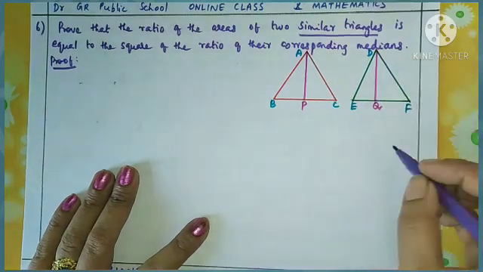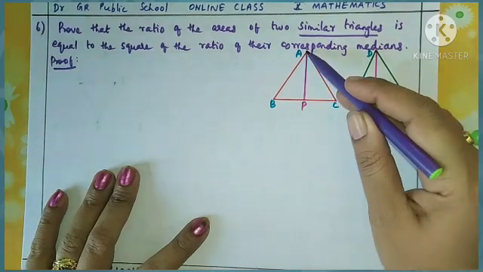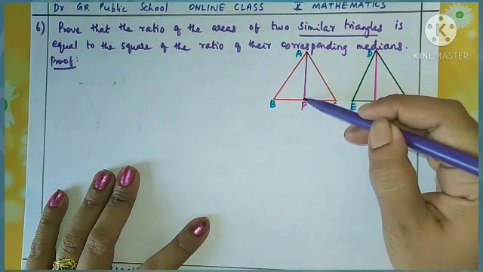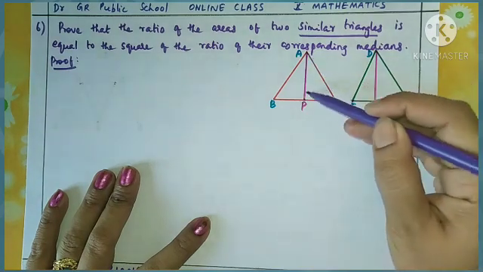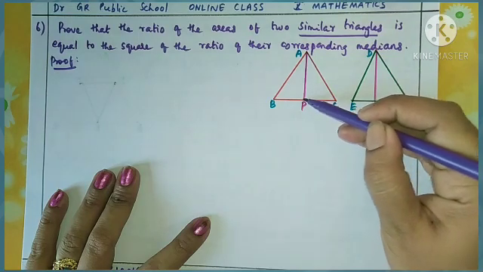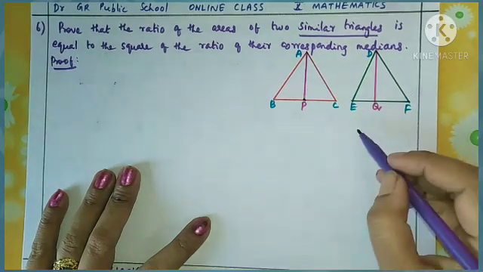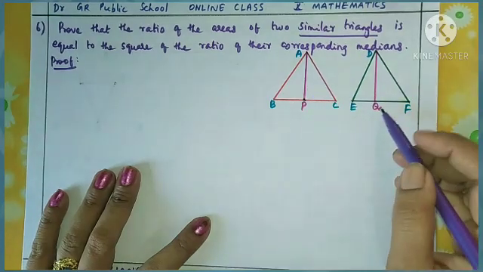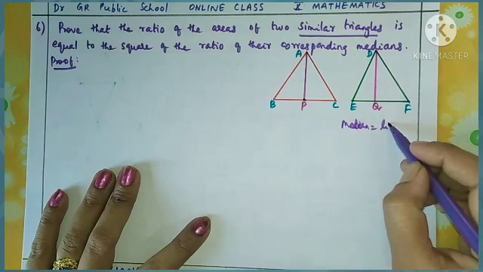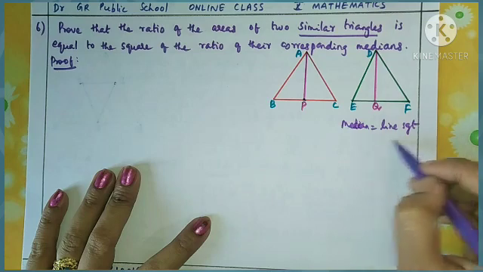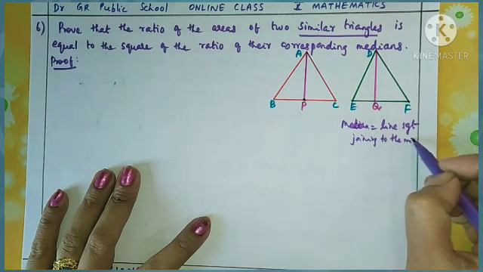Okay, what do you mean by median, children? Median is the line segment joining the vertex to the midpoint of the base. Okay, so where the median is touching the base, that point is the midpoint. Then only it is called a median. Okay, so I hope you know that median is the line segment that is joining to the midpoint of the base.